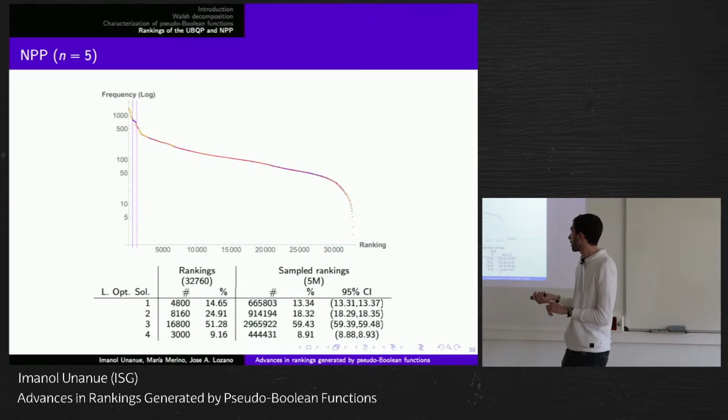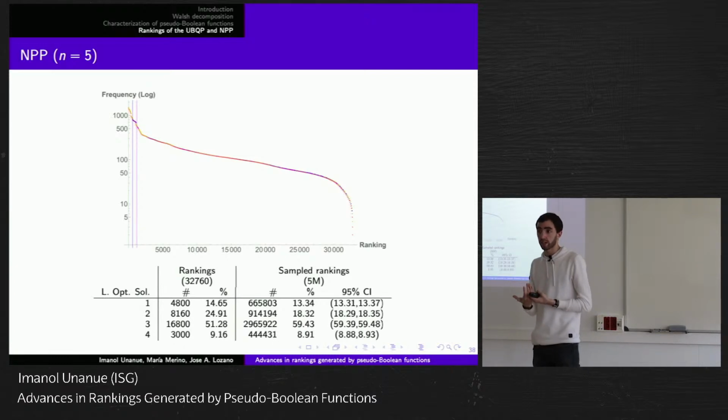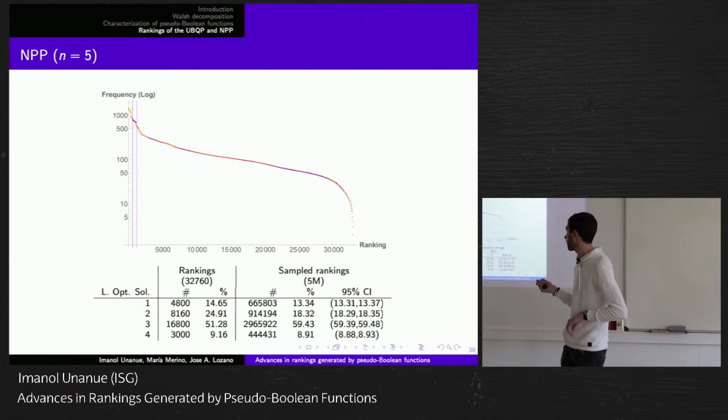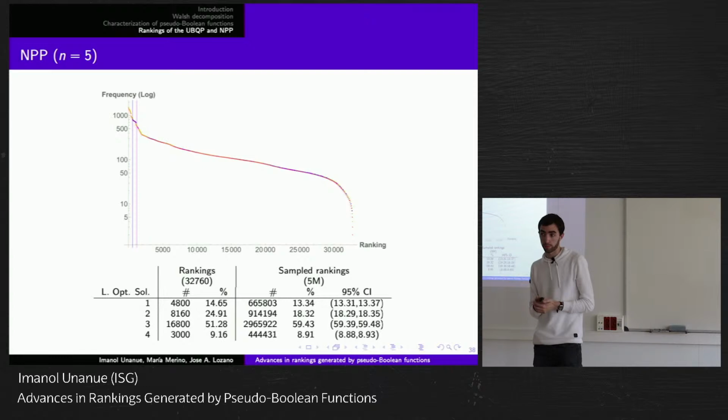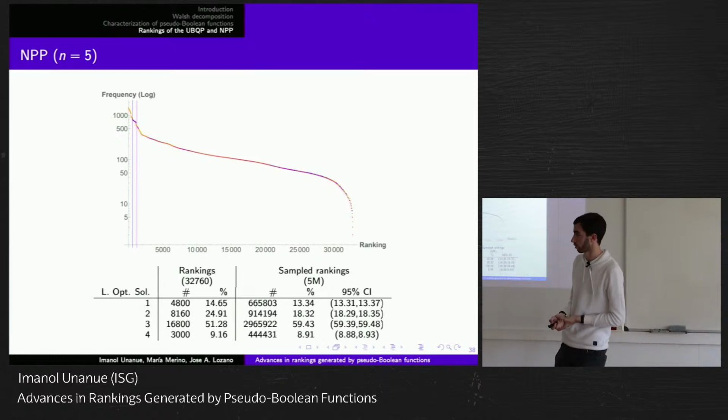If we repeat the number partitioning problem for n equals 5, we obtain a similar shape to the one for the unconstrained binary quadratic problem. It must also be mentioned that the most frequent rankings are the ones with 3 local optimal solutions. Then come those with 1 local optimal solution, then 2, and finally 4 local optimal solutions. But the shape and the obtained result are similar.